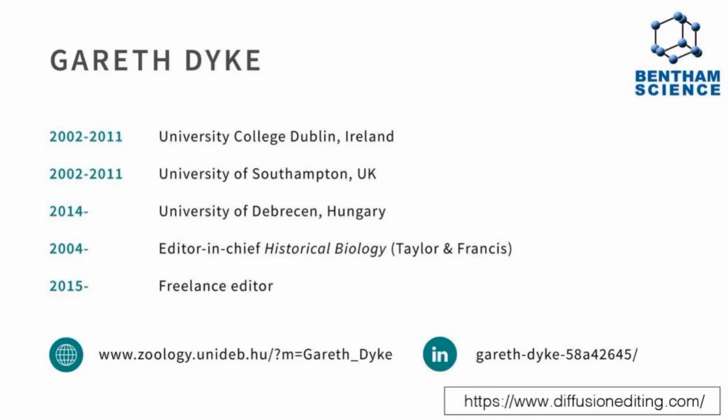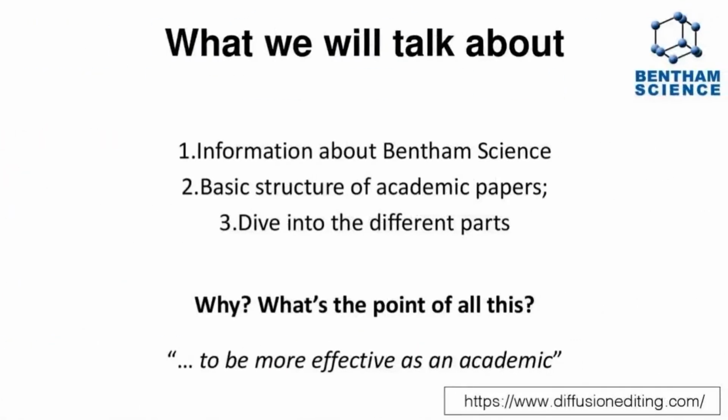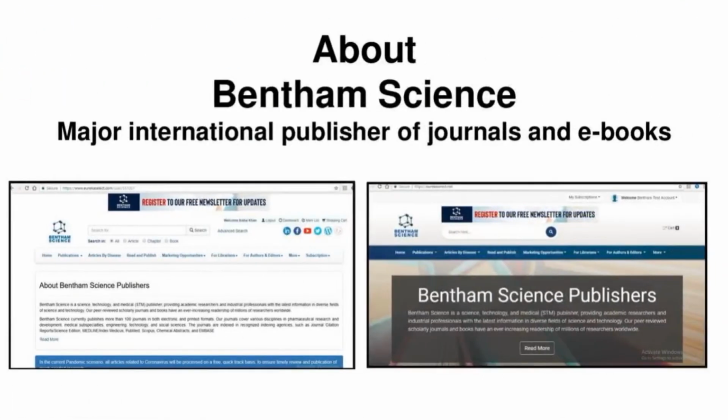So we're going to talk today a little bit about what goes on in the process of writing and publishing academic papers. We're going to talk a little bit about Bentham Science, major publisher of ebooks, and major publisher of traditional and open access journals. We're going to talk about the basic structure of academic papers, and we're going to take a deep dive into the different parts of academic paper writing. And you might be asking, what's the point of all of this? Well, the point is so that we can help you to be more effective as academics, writing and publishing your own academic papers.